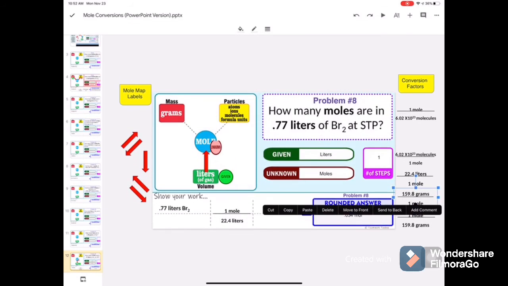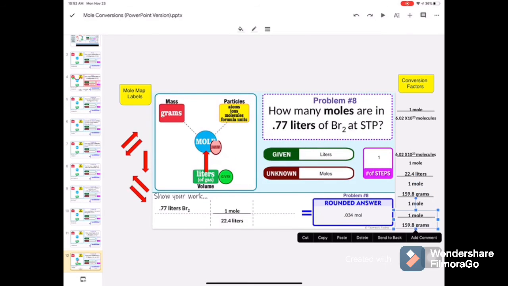The other option was molar mass, 159.8 grams to 1 mole. That is when they calculate the mass of 2 bromine atoms for me. So remember, with molar mass, you have to count yourself. I love this because they do it for you. You don't have to do that.